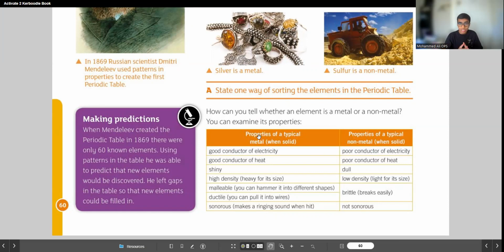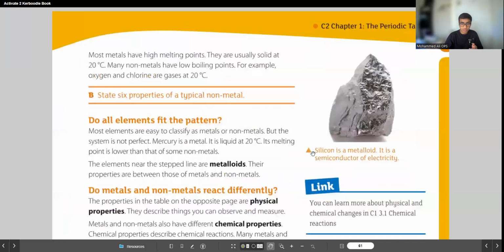And for a typical non-metal, when solid, you can write down that it's a poor conductor of electricity, a poor conductor of heat, it's dull, it has low density, light for its size, and it's brittle, so it basically breaks easily, and it is not sonorous, so it does not make a ringing sound when it is hit.